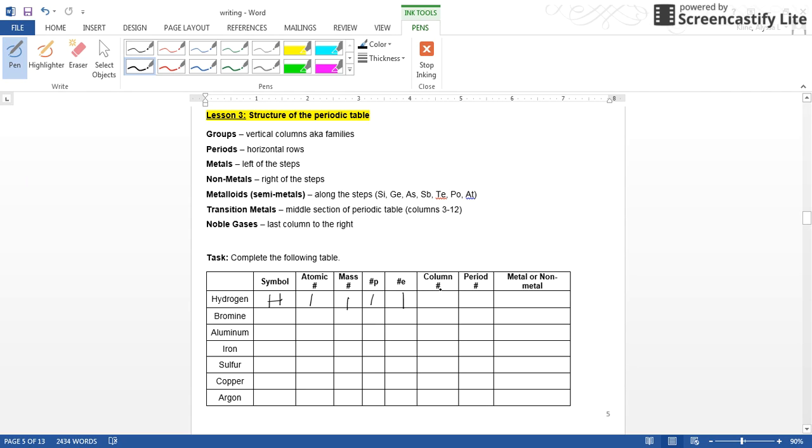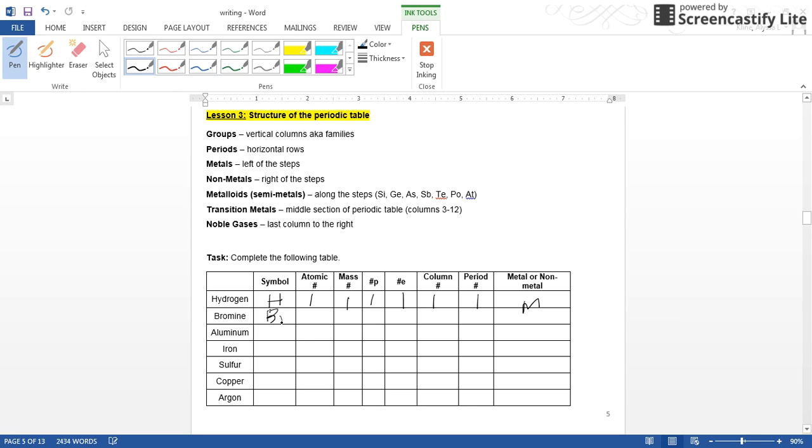It is in the first column and the first period. Now keep in mind that hydrogen technically has some different properties, so sometimes you'll see it in weird places on the periodic table. For our purposes, we're going to go with it's the first column, first period, and that would be a metal. Okay, let's look at bromine.